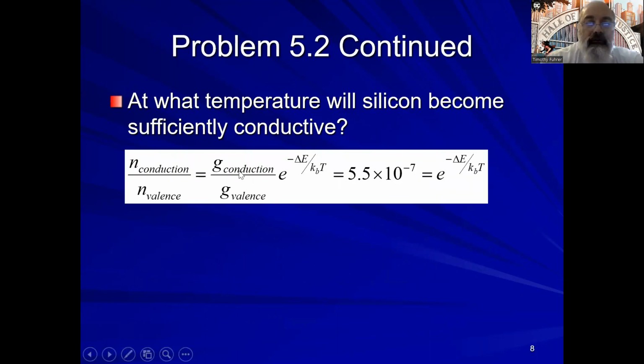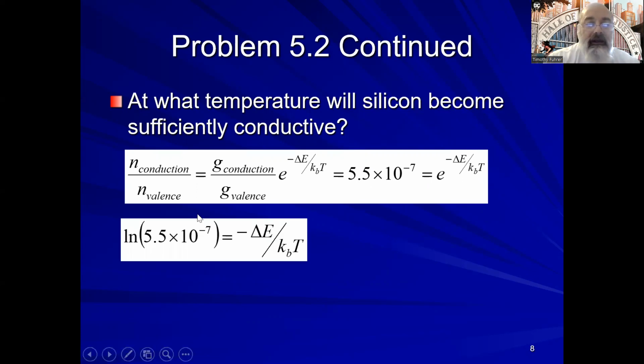For silicon, we just want to figure out what we have to do to get this ratio up to 5.5 times 10 to the minus 7. Like I said, we're going to assume that the G's are equal to each other, just assume that one level is just as degenerate as the other, and it's close enough. We get 5.5 times 10 to the minus 7 equals this exponential that comes from Boltzmann's work, where k is the Boltzmann constant. It works out to R over Avogadro's number, T is temperature in Kelvins, and delta E is the band gap.